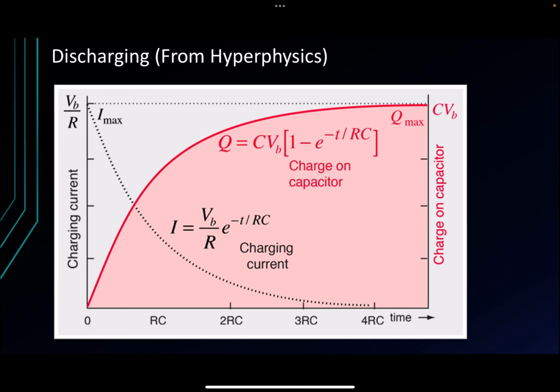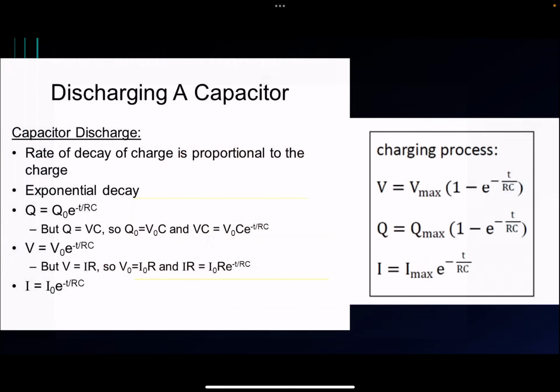Same graph that we already looked at. This should be charging. This is charging current. Anyways, charging current and the charge on the capacitor. So really the big difference is this one for charging and that is not there for discharging.